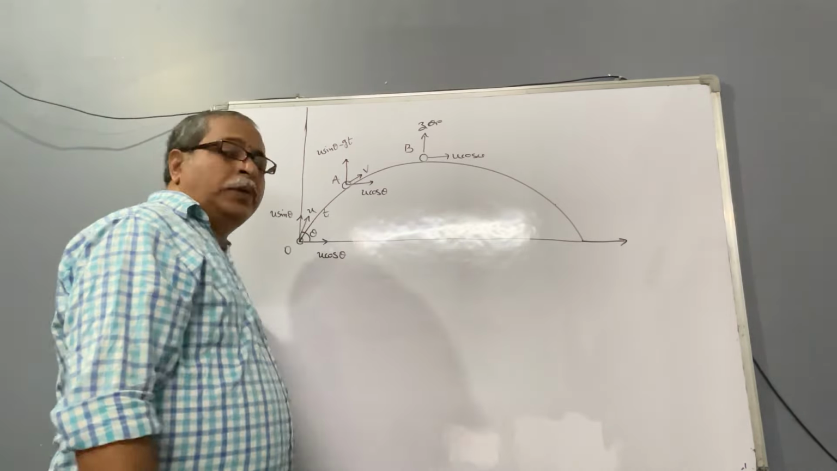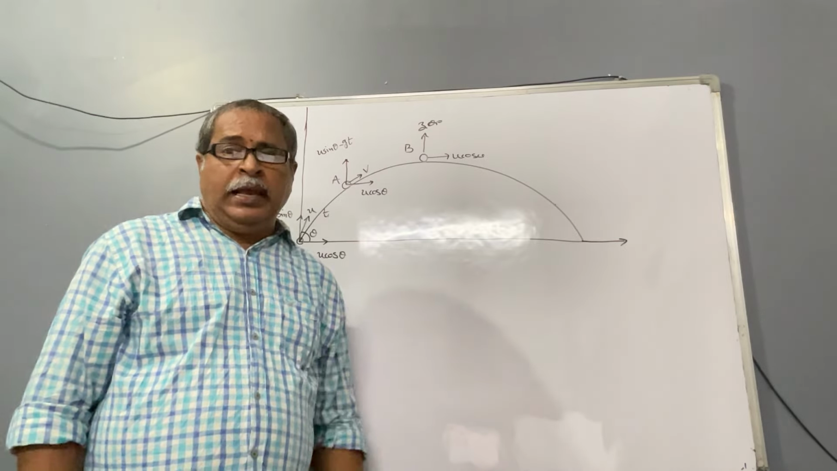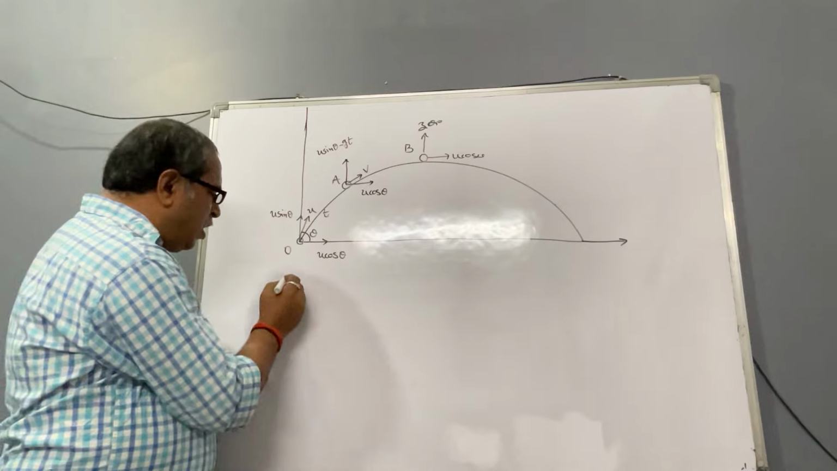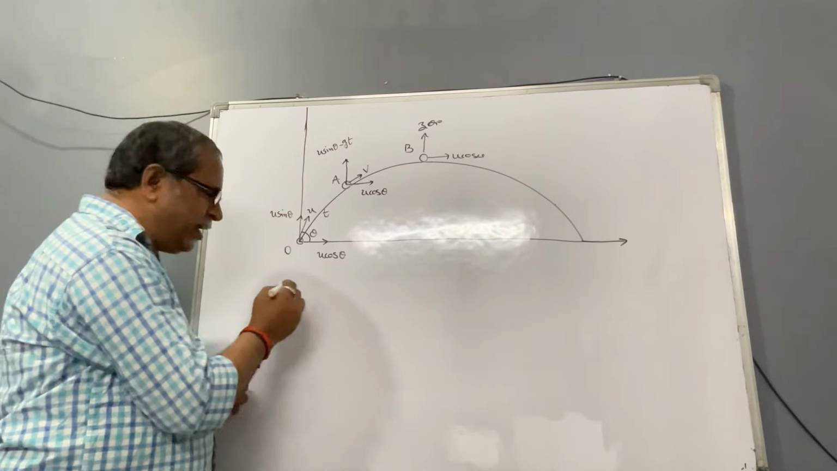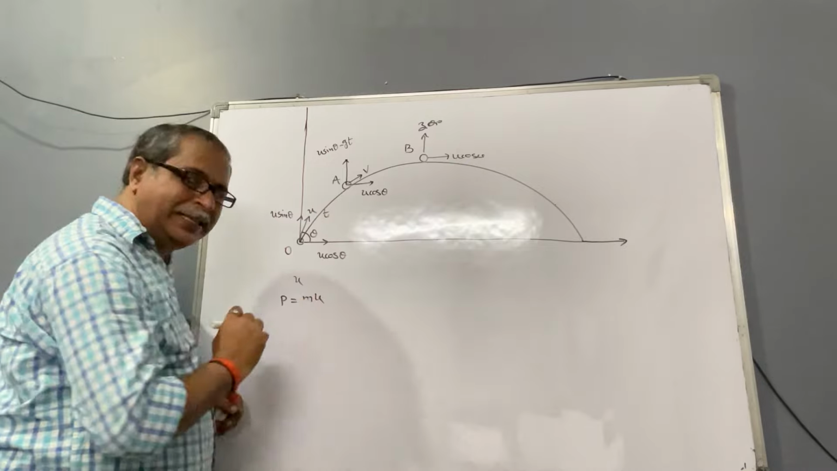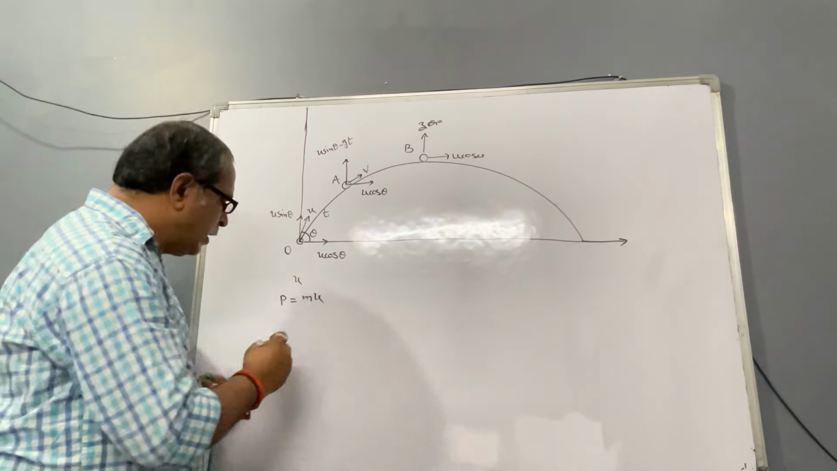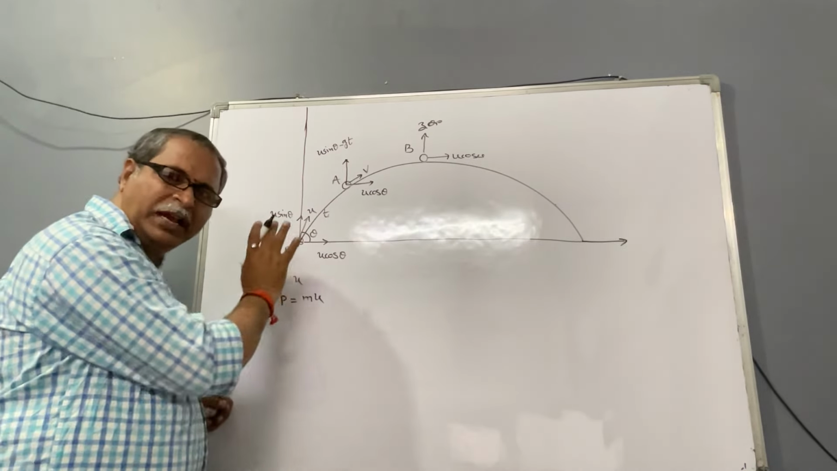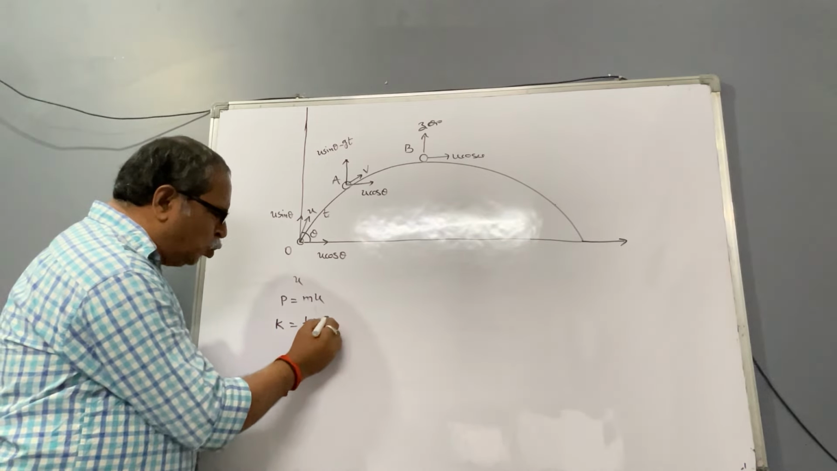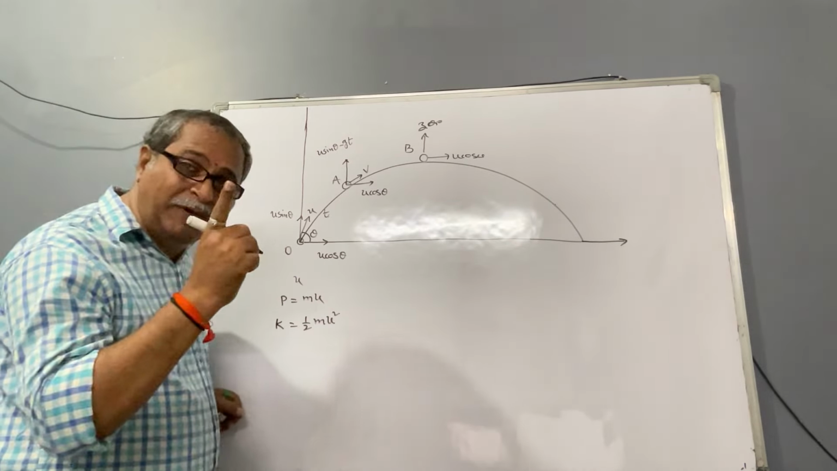Now, initially, at point O, the point of projection, velocity is u. Momentum p equals mass into velocity. Mass is given in the problem, and that gives the initial momentum at the initial point. And kinetic energy equals half mv square, because u is the initial velocity.